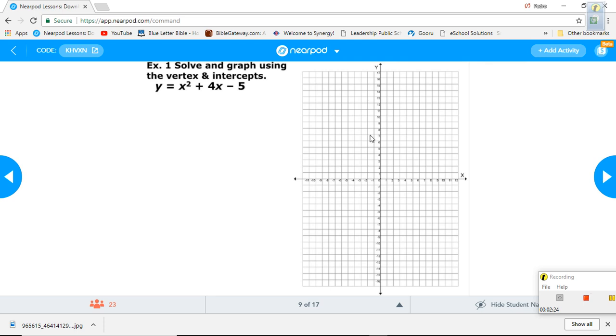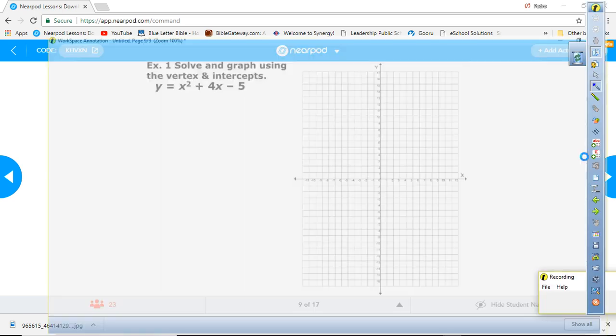All right, here we go. It says, solve and graph using the vertex and intercepts. So by now we understand what a vertex is. Is that correct? All right. So, put your utensils down, look up to the screen. I'm going to go over the process. Stay focused so you can see the entire process, and then I'll have you copy each part. So I'm going to start with the first part. Let me zoom in.